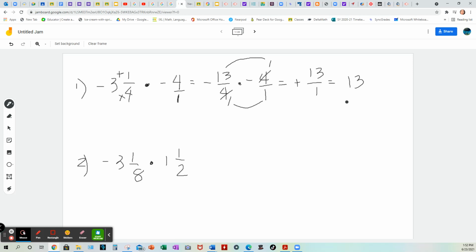We don't need to write positive. It is understood that 13 is positive even though we don't write the sign in front of it. Now let's have another example.